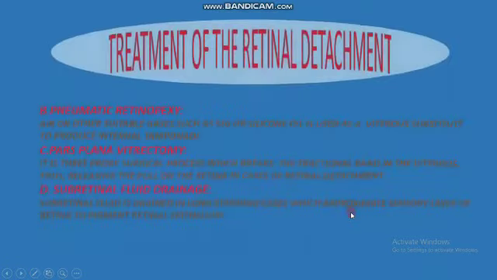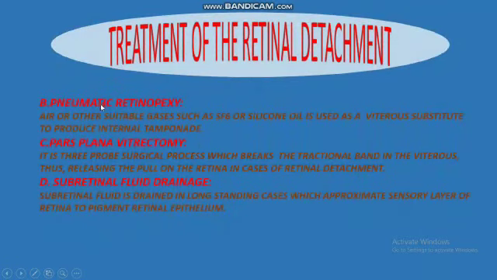Now here another method for the approximation is pneumatic retinopexy, in which suitable gases such as sulfur hexafluoride or silicone oil are used as a vitreous substitute to produce internal tamponade. Another process is pars plana vitrectomy. It is a 3-port surgical process which breaks the tractional band in the vitreous, thus releasing the pull on the retina in cases of retinal detachment.